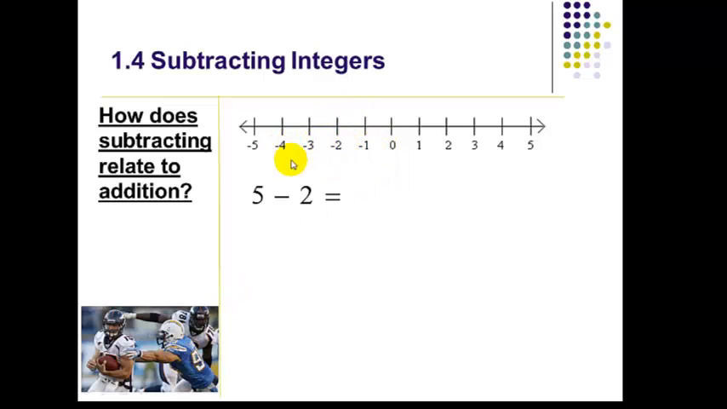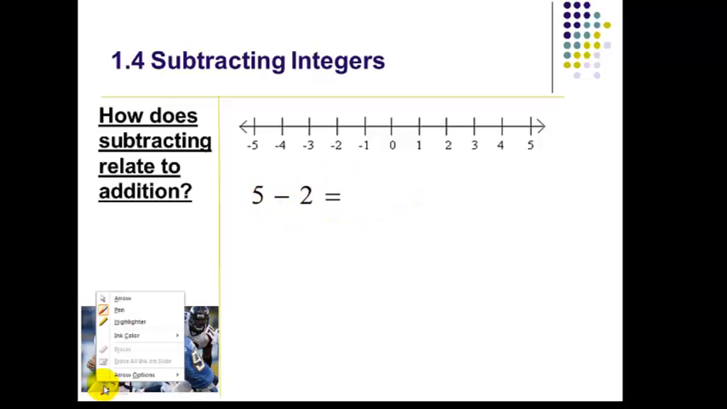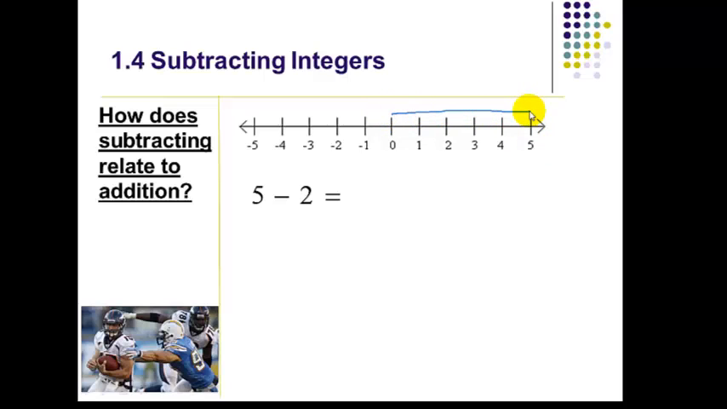We have our number line, and we have 5 minus 2. So if we start at 5, so actually I'm going to start at 0 and go to 5. Now, we all know that 5 minus 2 is 3. And so what's happening is you're going back 2. So you're pushing back the positive.